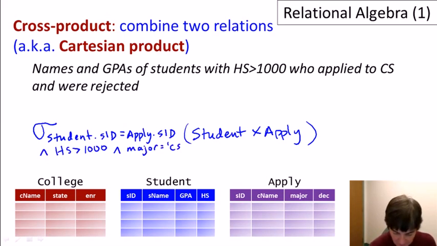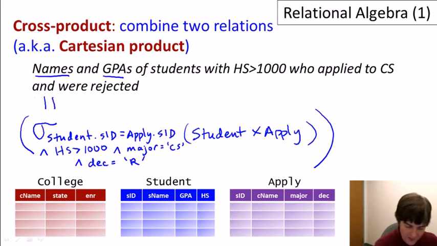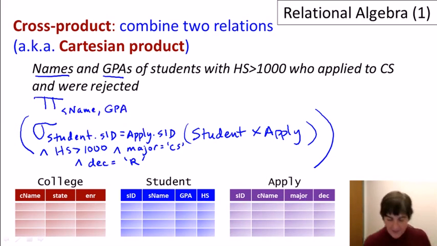We're getting a nice big query here. And finally, we want them to have been rejected, so AND decision equals, we'll just use an R for reject. So now we've got that gigantic query, but that gives us exactly what we want, except for one more thing, which is I said all we want is their names and GPAs. So finally, we take a big parentheses around here, and we apply to that the projection operator, getting the student name and the GPA. And that is the relational algebra expression that produces the query that we've written in English.